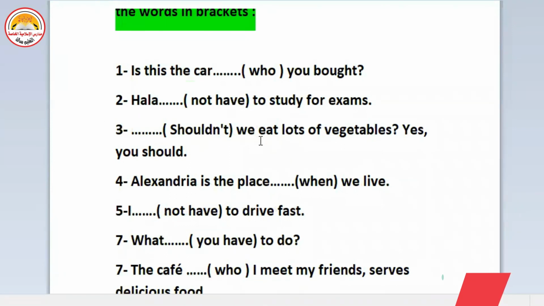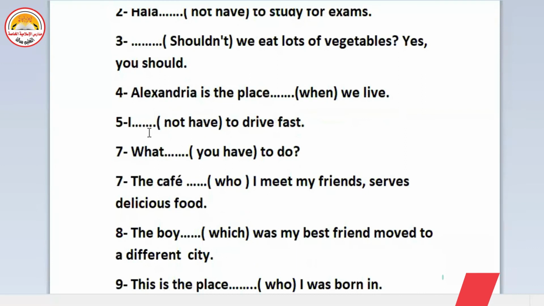Number 3, Yusuf. We eat lots of vegetables. Yes, you should. Should, very good, thank you. So here, should we eat lots of vegetables? Yes, you should. Okay, number 4. Alexandria is the place we live. Where, very good, thank you. It's correct. So here, Alexandria is the place where we live.